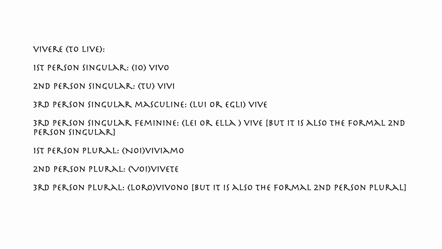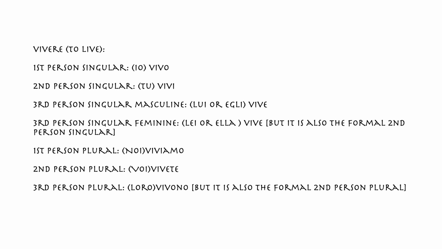We will also look at the verb vivere, which means to live. First person singular is vivo or io vivo. Second person singular is tu vivi or vivi. Third person singular masculine is vive or lui or egli vive. The third person singular feminine is vive, like the masculine, but you can say lei vive or ella vive. Again, lei and ella are also the equivalent of formal second person singular.